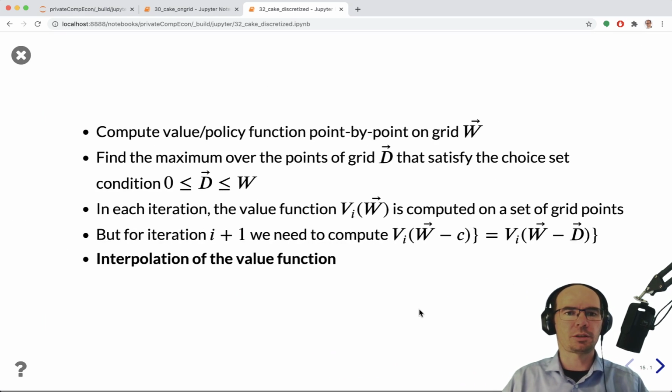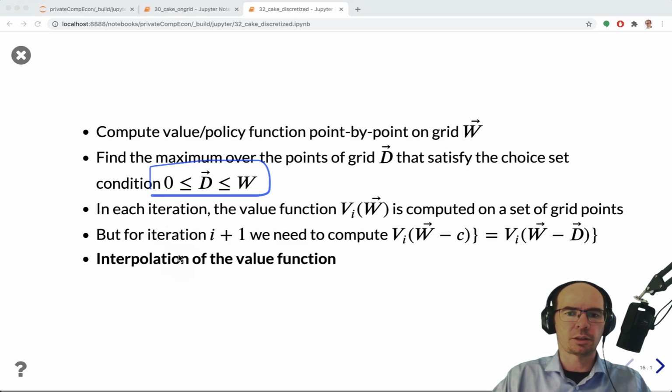So the plan of action is to compute the value and the policy function point by point on the state grid, and then find the maximum over the choice grid, and only look at those points which satisfy the condition of the choice set. So in each iteration, we compute the value function on the state space grid, and for the next iteration, we will have to interpolate, like I already said. Okay.